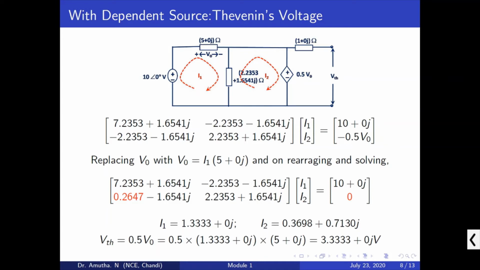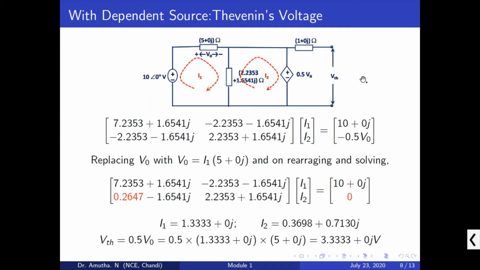But it is a task for you. You can try with the nodal voltage equation also, and try to find out whether you are getting the same V Thevenin or not. So for finding the Thevenin voltage, we have to keep all the independent sources as well as dependent sources in the circuit, and we have to try to find out what is the voltage across the point of interest.